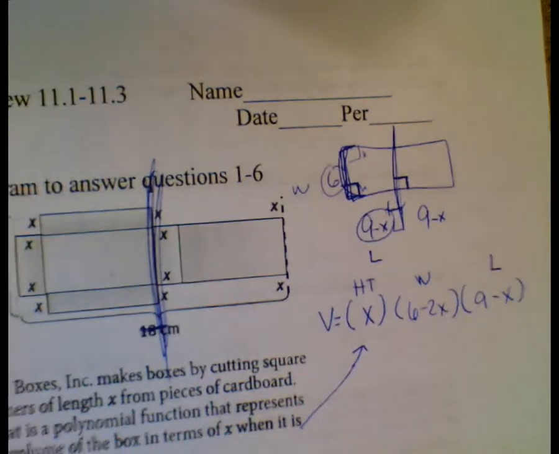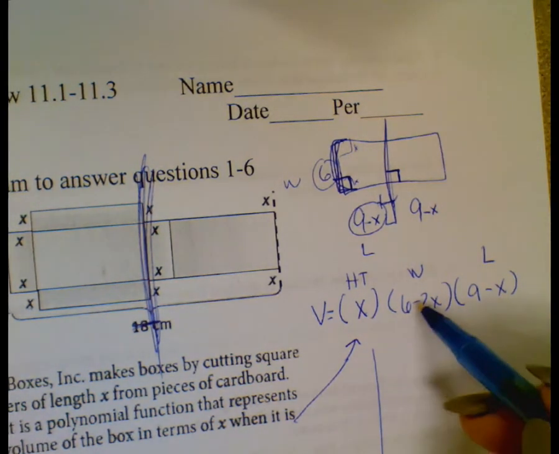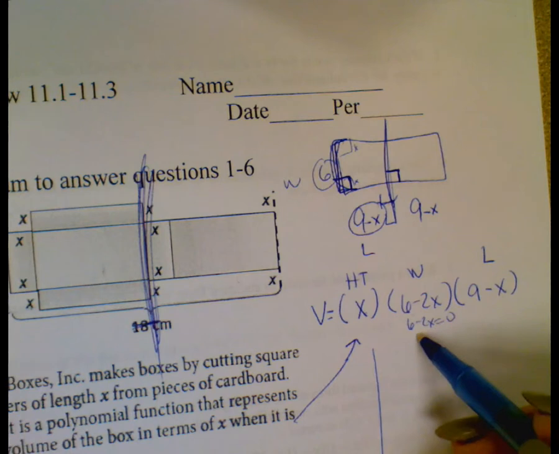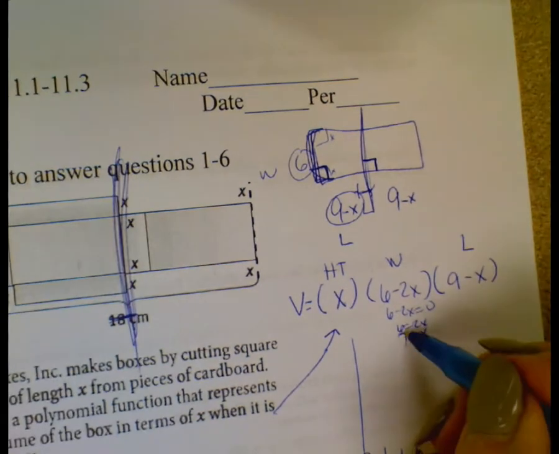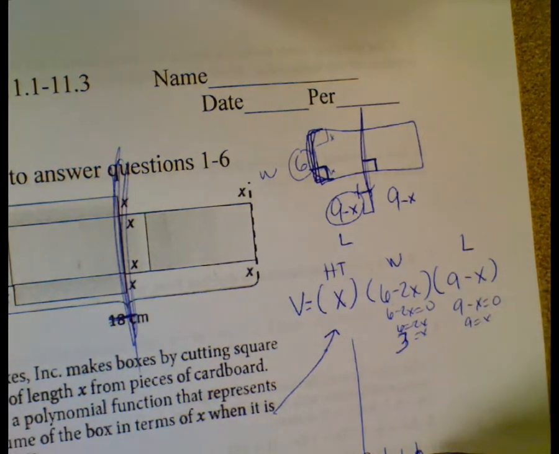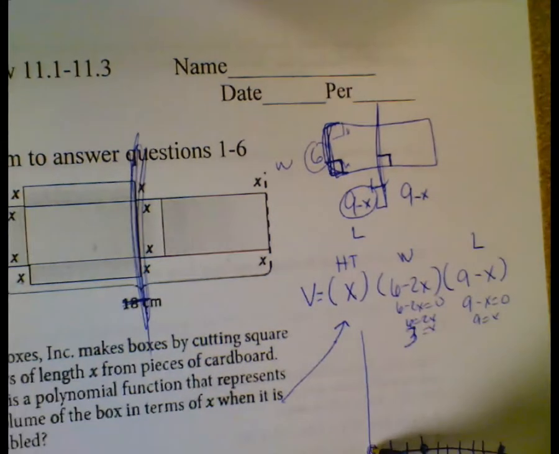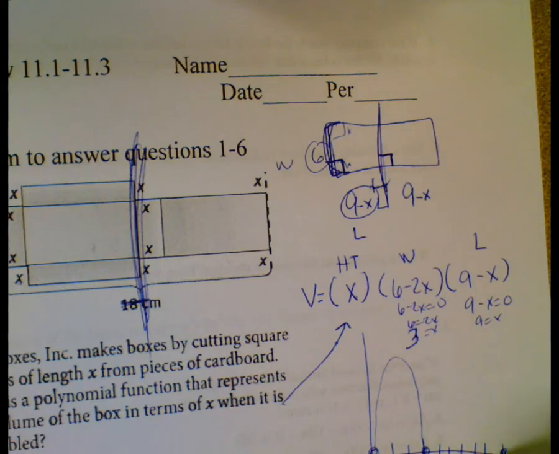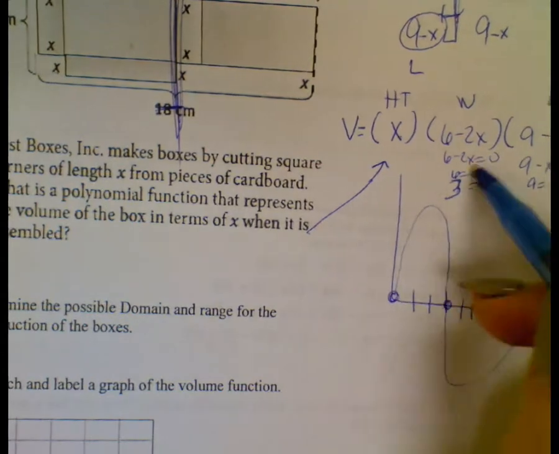Okay? So before I even punch it in the calculator, what are your zeros? So this would be 0. If you set this one equal to 0, you get X equals 3. So 1, 2, 3. Okay? X equals 3. And then this one, if you set this equal to 0, you would get 9 equals X. So 4, 5, 6, 7, 8, 9. It's cubic. Okay. So it's going to end up looking something like this. This is what it's going to end up looking like. So this is representing volume.